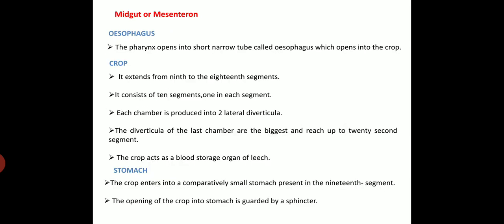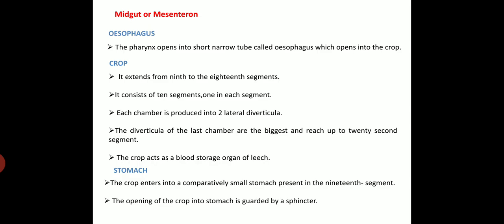The second part of the alimentary canal is the midgut or mesenteron. First one is the esophagus. The pharynx opens into a short narrow tube called the esophagus, which opens into the crop. The crop extends from the 9th to 18th segments at the maximum, that means it consists of 10 chambers, one in each segment.